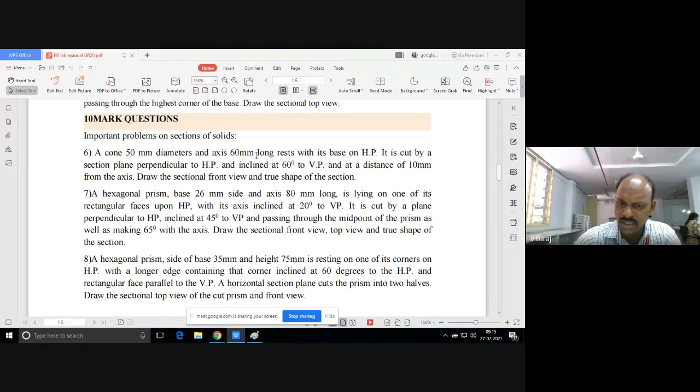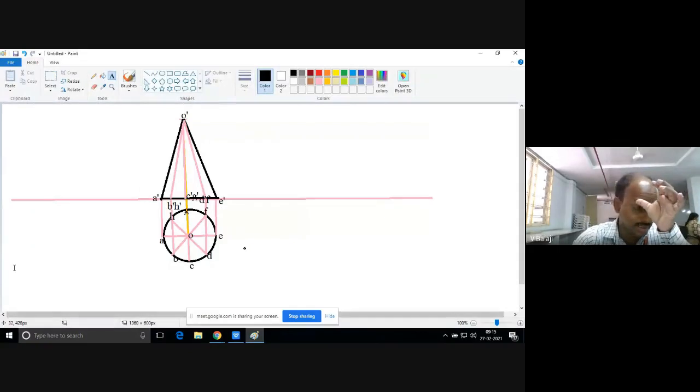Now here, read the problem further. It is cut by a section plane perpendicular to HP and inclined at 60 degrees to VP, at a distance 10 mm from the axis. 10 mm from the axis. See here, earlier it was a horizontal sectional plane, but here it is not horizontal now. It is inclined to VP.